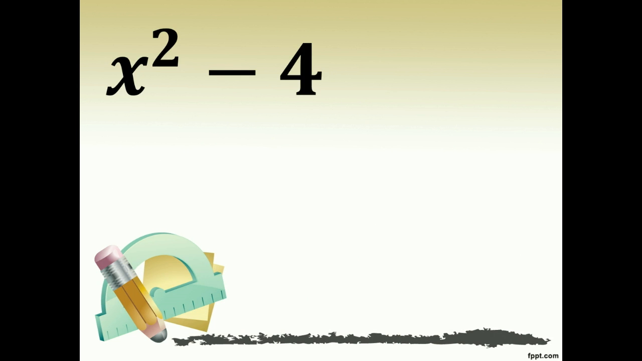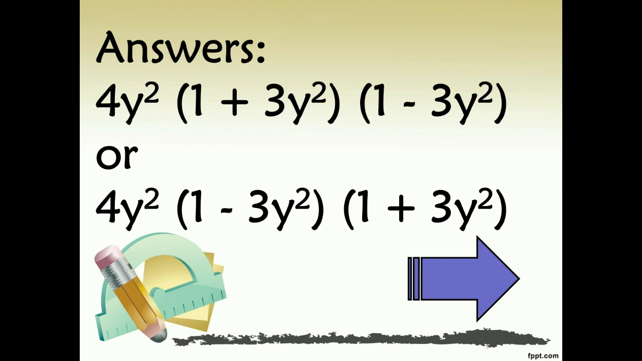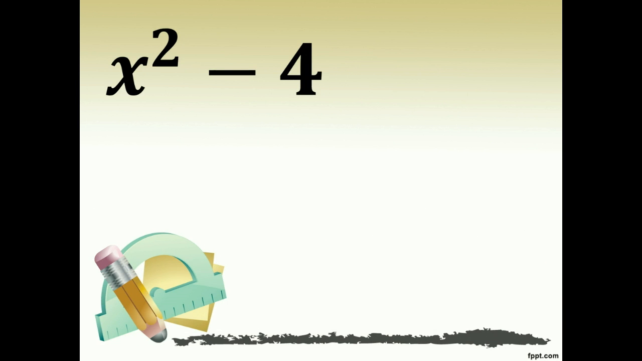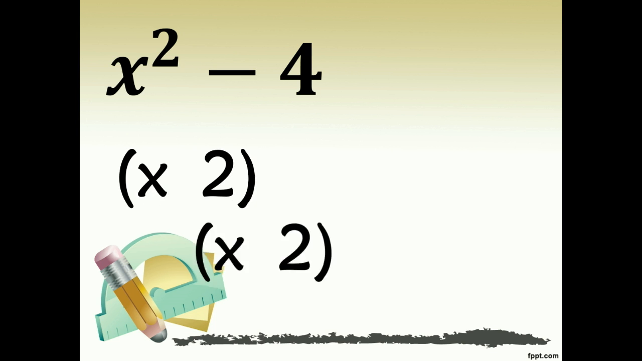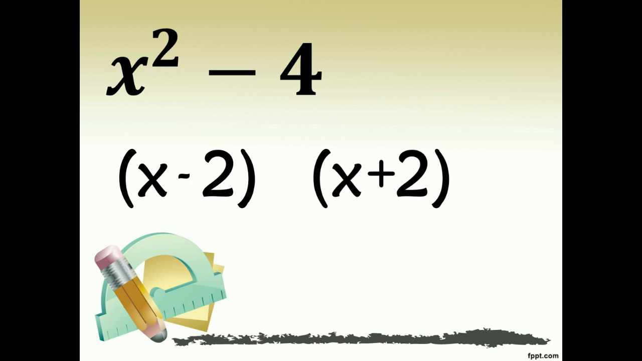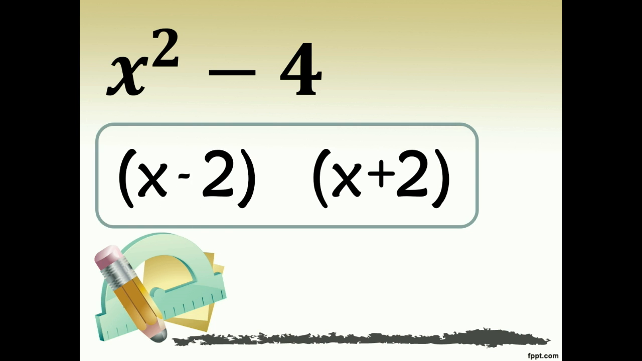Next, let us have a short drill on how to get the factors of difference of two squares. We have x squared minus 4. Again, since our terms are perfect squares, meaning they have square roots. Square root of x squared is x. Square root of 4 is 2. Double the factors. And then one is negative and one is positive. Our answer is x minus 2 times x plus 2.